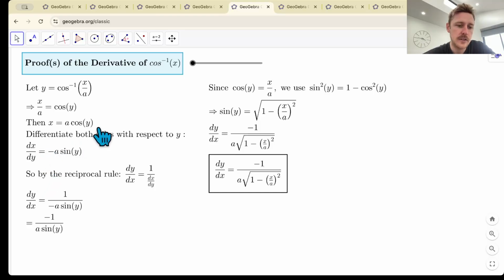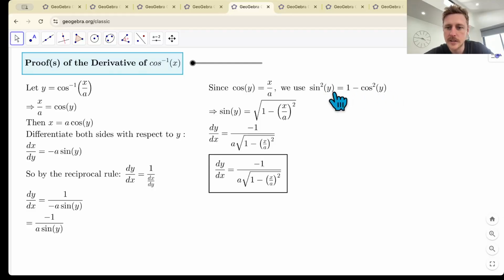Okay, that's going to give you, well, the derivative of cosine is negative sine, so it's going to be negative a sine y. So the reciprocal rule says that dy/dx is equal to 1 over dx/dy, and we know dx/dy, which is this. So we know that dy/dx is 1 over negative a sine y. And so we get dy/dx is negative 1 over a sine y, we just move the negative up the top. And since cosine of y is equal to x on a from over here, we can use that sine squared y equals 1 minus cos squared y.